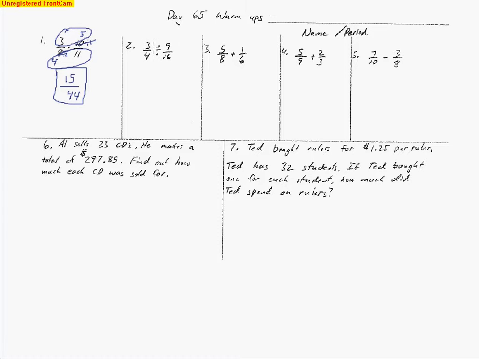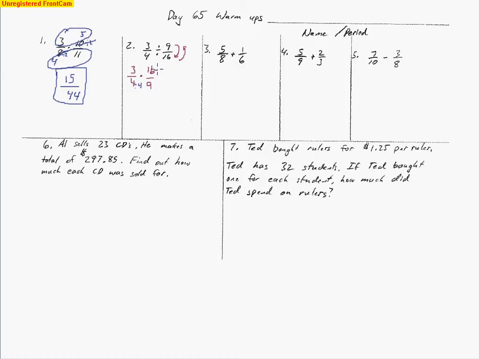Looking at the next one, it's a division problem. So with division, same sort of thing as multiplication, but we have to change it to multiplication first. So what we do is we multiply by the reciprocal. We take the reciprocal of the second fraction, the divisor. And basically all we're doing is turning that fraction upside down. Then we'll look for some cross-canceling.